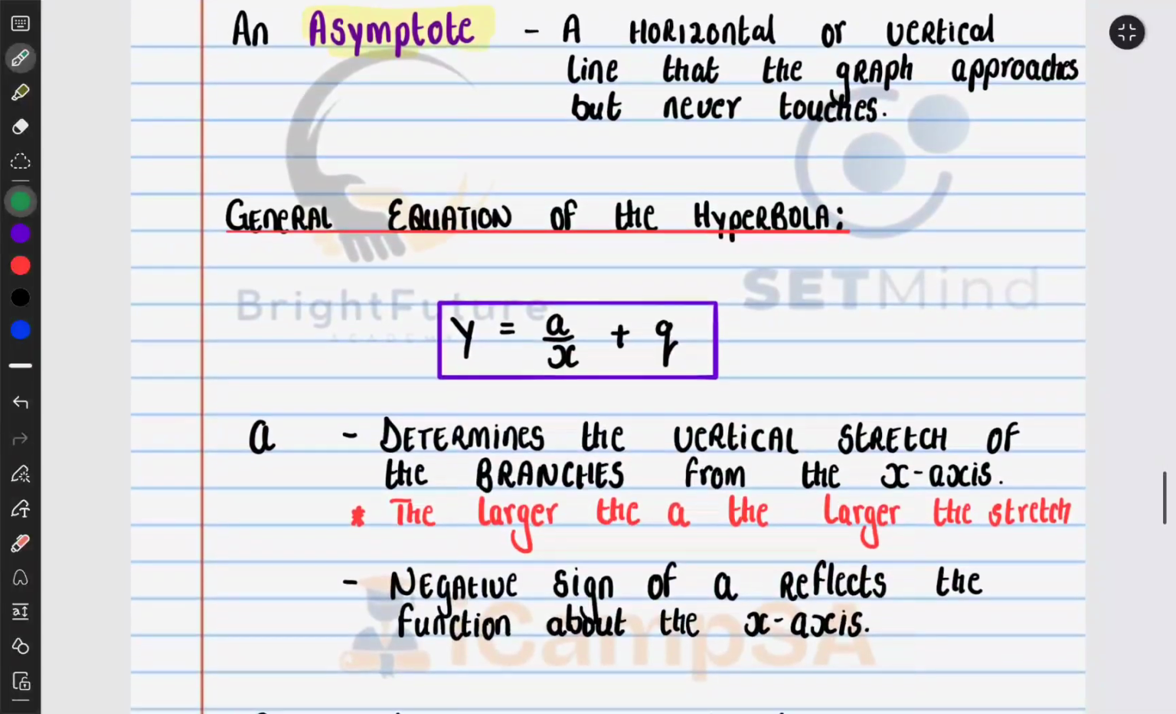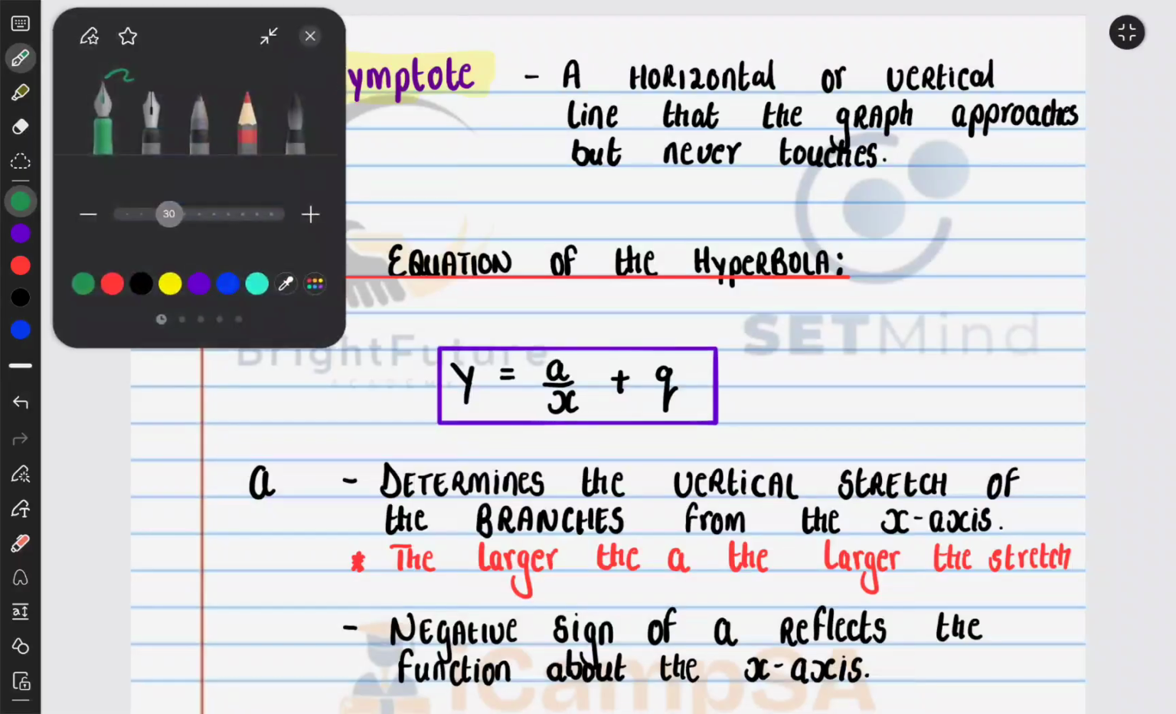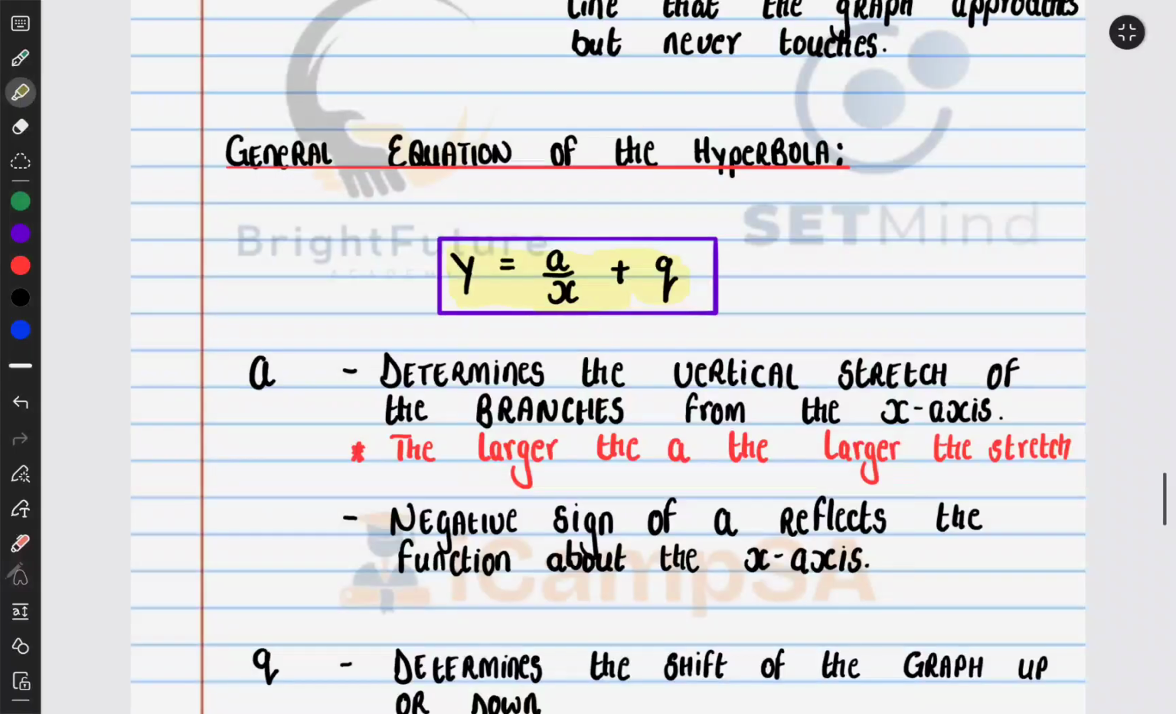Now let's go ahead and deal with the general equation of the hyperbola. The general equation of the hyperbola is written as follows. There are some changes that can be made to the mother graph of the hyperbola, essentially by changing the value of a and q. We can make some transformations to find different forms of the hyperbola.